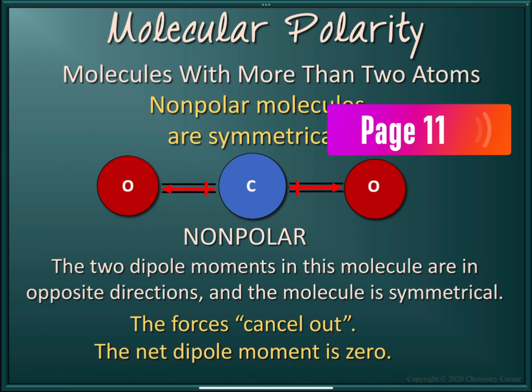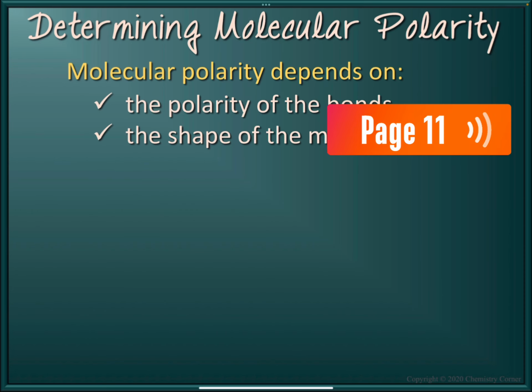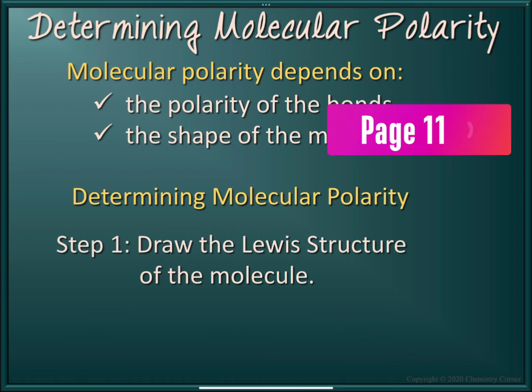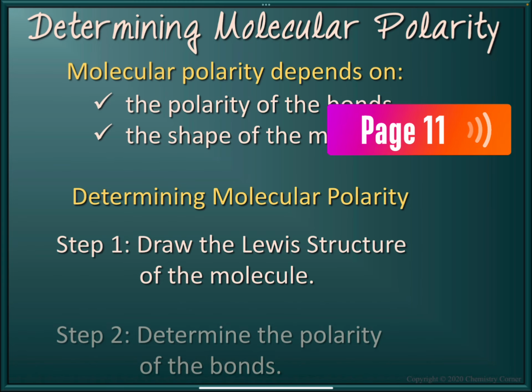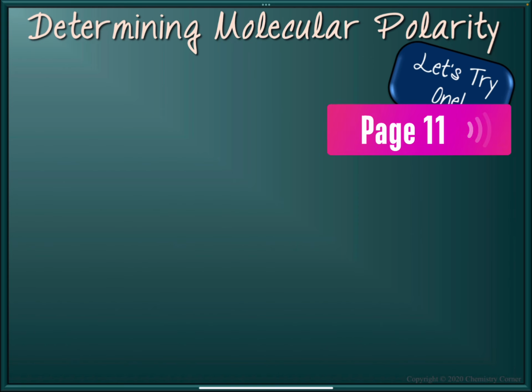All right? So there are two things that you've got to work on here: the polarity of the individual bonds and the overall shape of the molecule. When you're figuring out the molecular polarity, the first thing you have to do is draw the Lewis structure of the molecule. Then you determine the polarity of the individual bonds. Okay? And then you pull both of those things together to determine whether the overall molecule is polar or nonpolar. Okay, so let's try one.